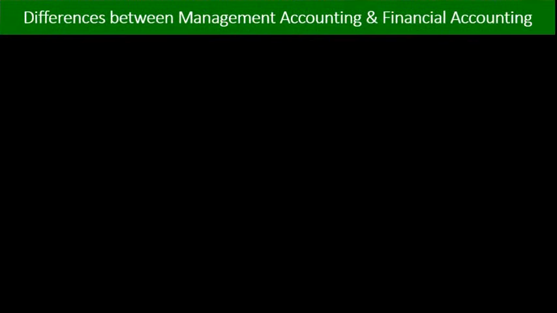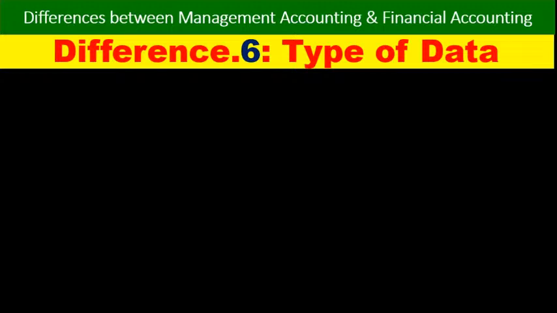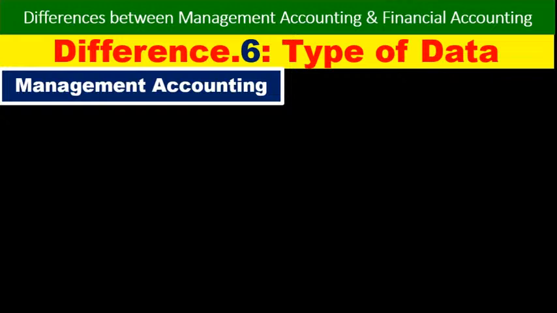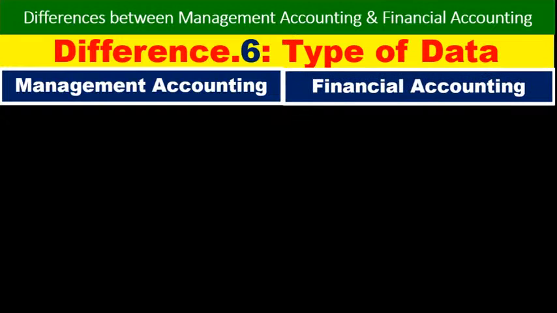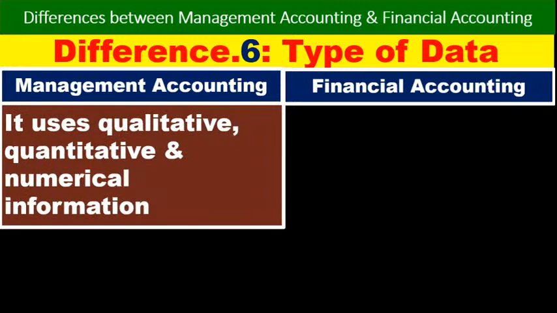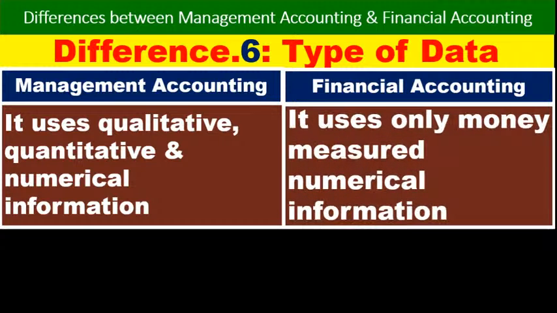Next one is the sixth difference between management accounting and financial accounting: the type of data. In management accounting, you can use qualitative, quantitative, and numerical information, different types of data. But in financial accounting, you use only money-measured numerical information.